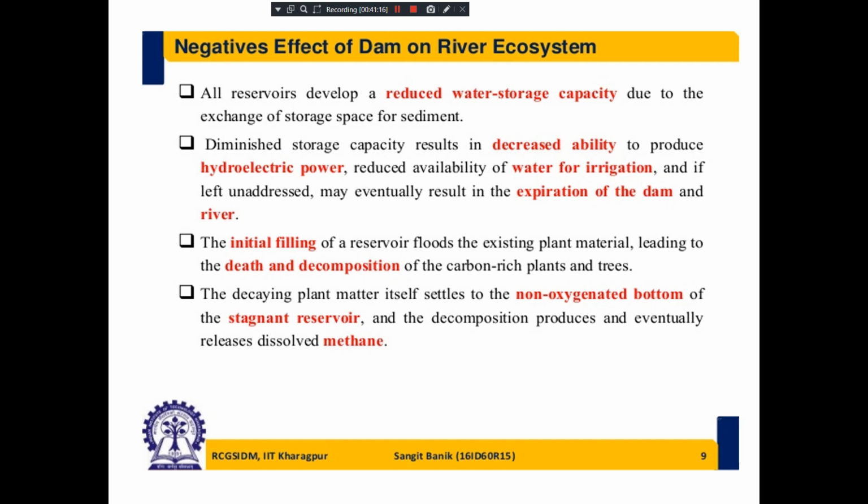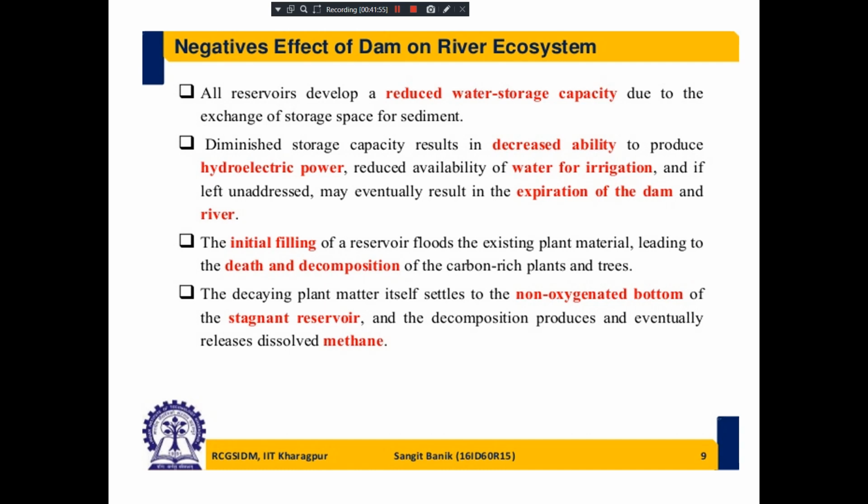Then when the dam is constructed, a large area gets submerged, and there are already many plants, and these plants will die and decompose. This decaying plant material settles at the bottom, and when it settles, it undergoes oxidation, where it uses the dissolved oxygen in the water, and the water becomes free from dissolved oxygen. If there is no dissolved oxygen, no animals can live.